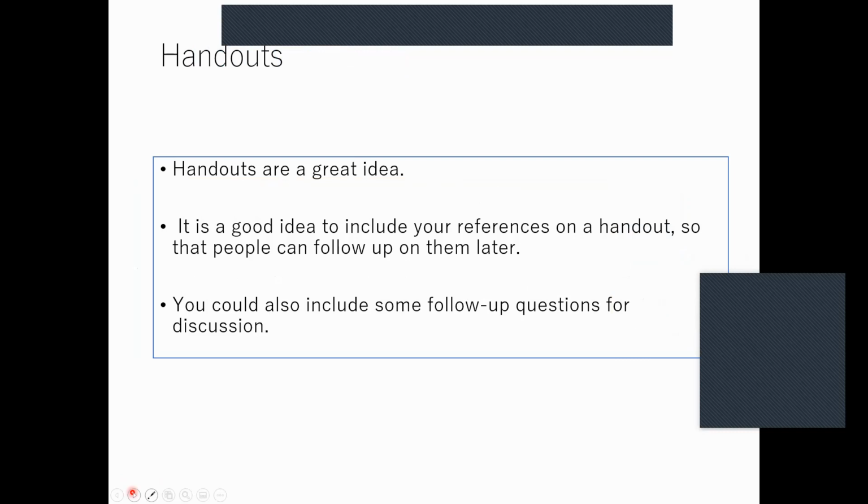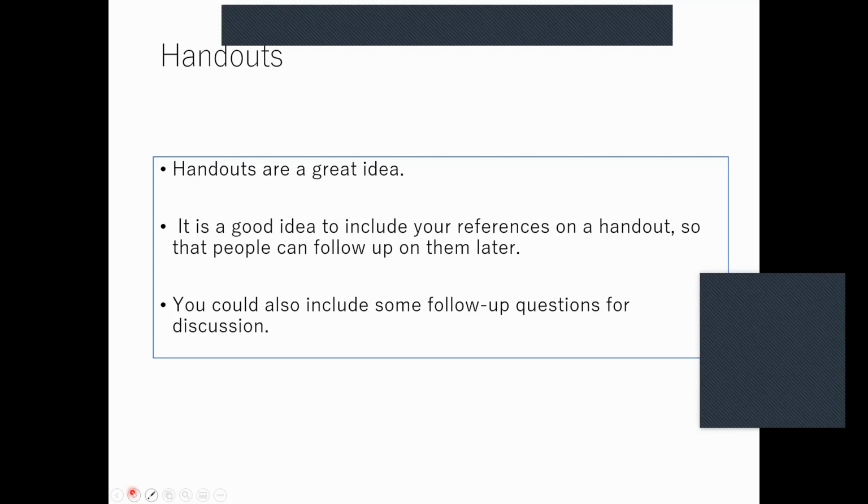Then handouts. Handouts are a great idea. It is a good idea to include your references on a handout, so that people can follow up on them later. So where did you get the information for your presentation? Just give references for that.